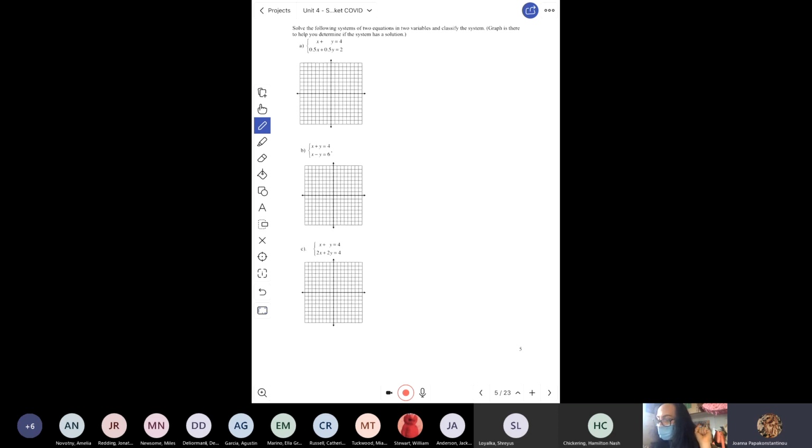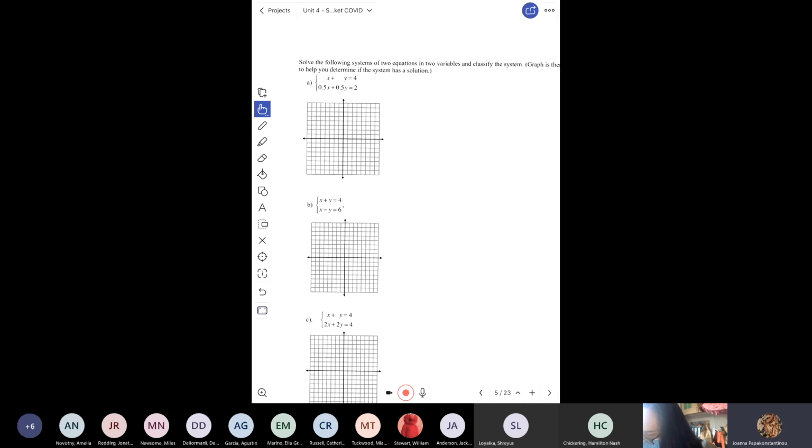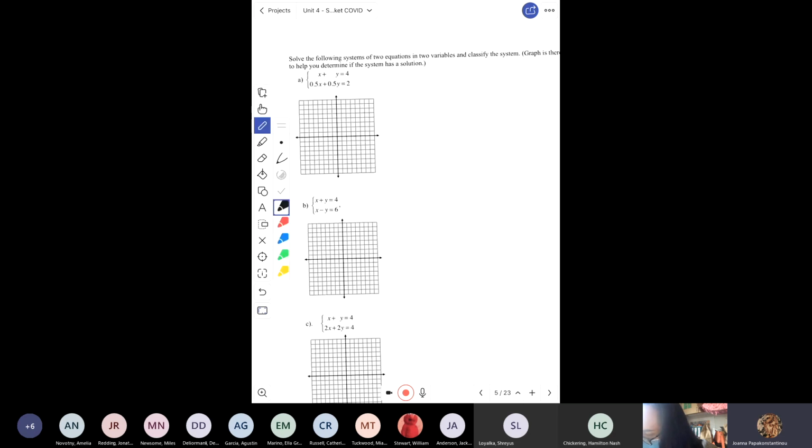Here you're being asked to solve the following systems of 2 equations in 2 variables and classify the system. You can graph to help determine if the system has a solution. So let's go ahead and do those. Graph each equation in the first problem on the same Cartesian plane. How are we going to do that? What are you going to do first? Slope-intercept form. Okay, so we're going to take equation 1 and put it in slope-intercept form.